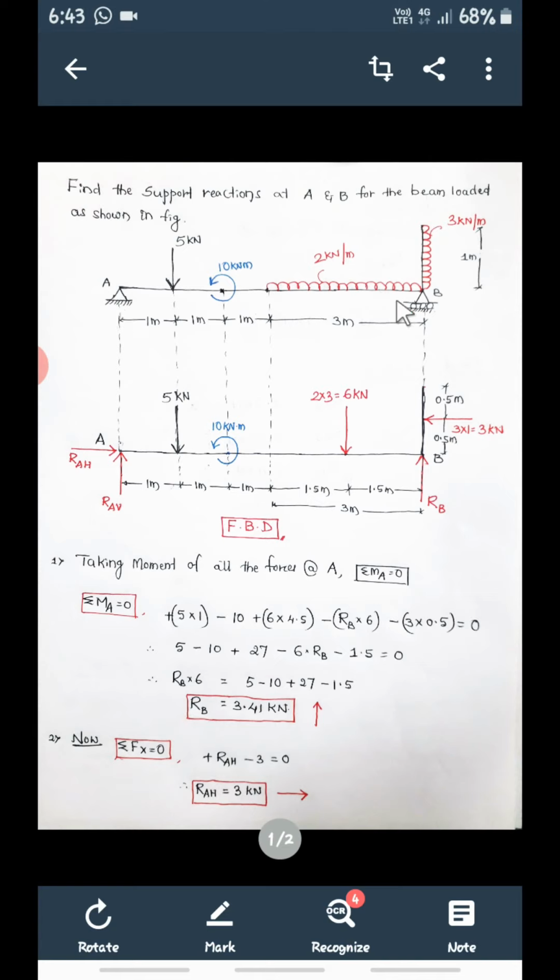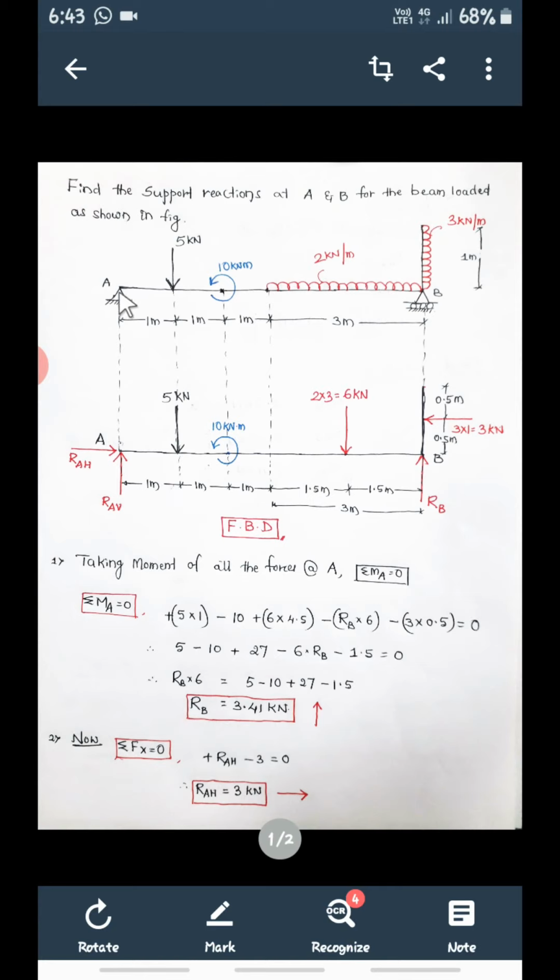Now here you can observe, there is one more portion extended, and there is a UDL. As usual there is a point load, and then a moment will be there, and this is UDL and this is UDL. So try to find out the first free body diagram. We're going to draw the free body diagram.